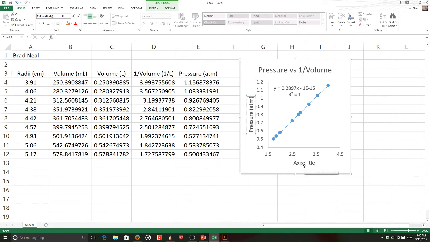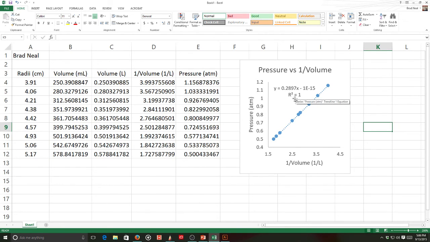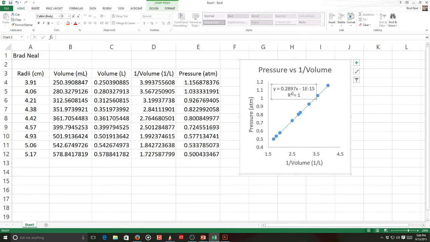Atmospheres. If that's my pressure, this means that the x-axis is my 1 over volume, and that's going to have units of 1 divided by liters. Super. Okay, and that's my graph. So what do I do with that now? Well, with my graph and now having my trend line, if I know my volume, then I can calculate any pressure along that line. Likewise, if I know a pressure, I can calculate any volume.